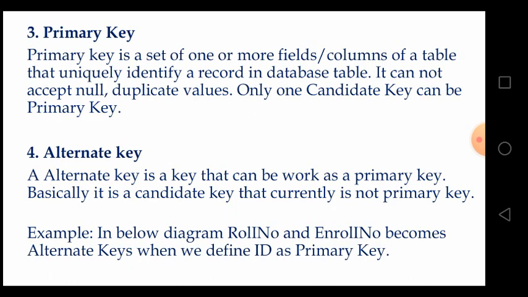A primary key is a set of one or more fields or columns of a table that uniquely identify a record in a database table. It cannot accept null values and duplicate values. Only one candidate key can be primary key. Next, alternate key. An alternate key is a key that can work as primary key. Basically, it is a candidate key that currently is not primary key.